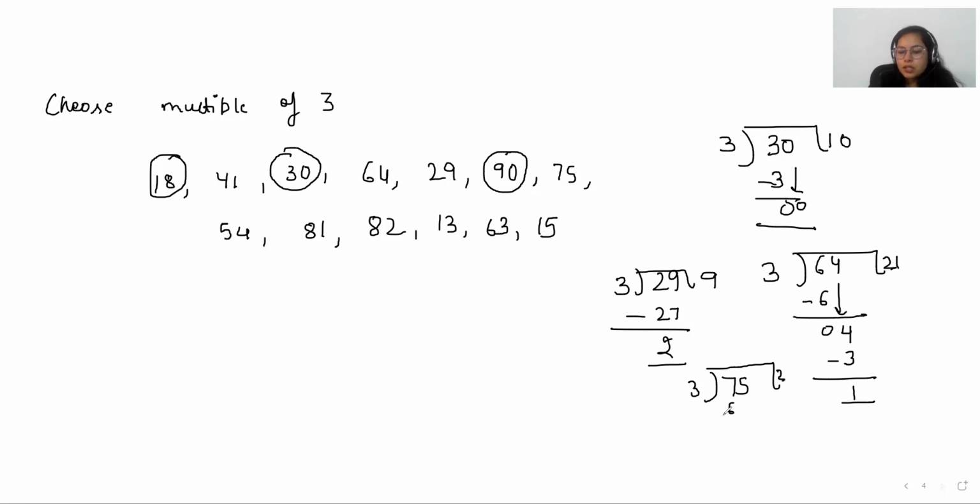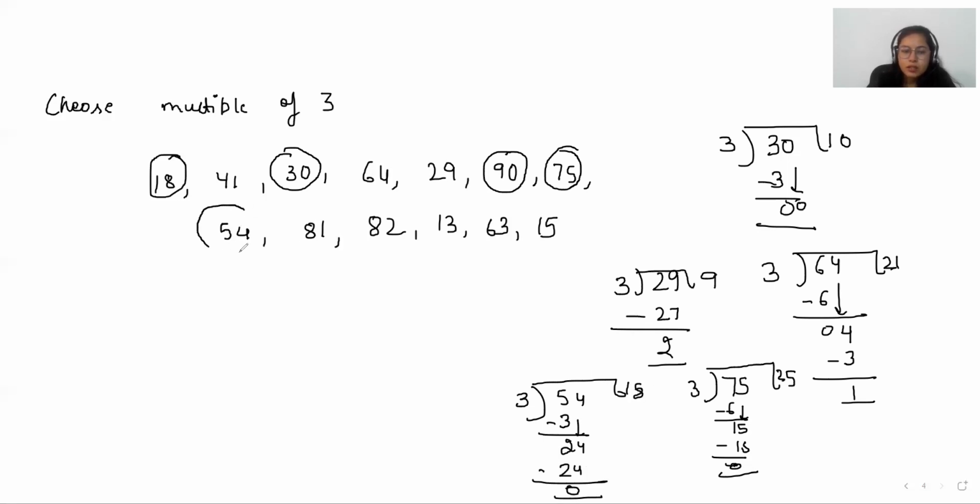Now 75. 3 times 2 is 6, bring down 5, 3 times 5 is 15, and this gives you remainder 0. So yes, it's a multiple of 3. Now 54. 3 times 1 is 3, then 24, 3 times 8 is 24. It gives you remainder 0. Yes. Now 81. 3 times 2 is 6, then 21, 3 times 7 is 21. It gives you remainder 0. So yes.